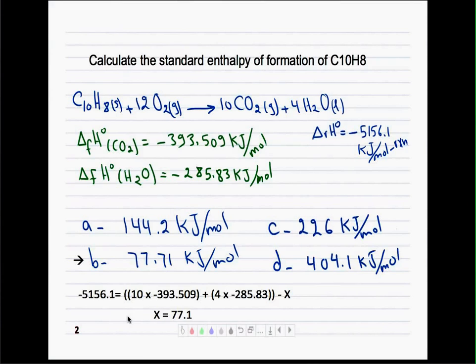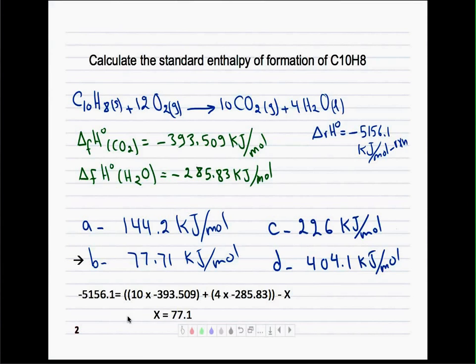Now, the first thing, the delta H formation of oxygen is 0 because it is in its elemental form, and the delta H formation of any element in its elemental form is 0. So that's 0. I know delta HR, it's given to me. I know delta H formation of CO2, it's given right here. I know the delta H of water, it's given here. So I'm solving for delta H of C10H8.